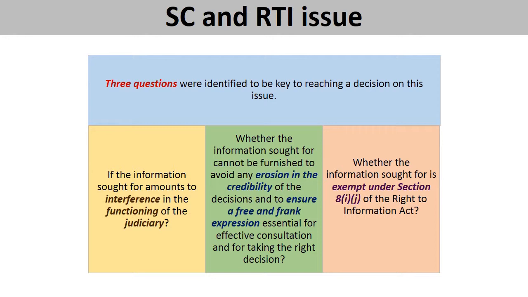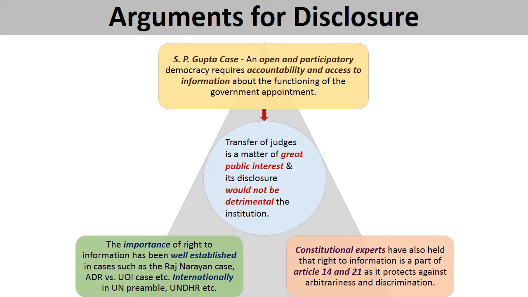Section 8(1)(j) exempts certain information that relates to personal character of a public officer. On behalf of petitioner, it was argued that in the SP Gupta case, also known as First Judges case, the court held that open and participatory democracy requires accountability and access to information to the citizens. It will create a stronger democracy.